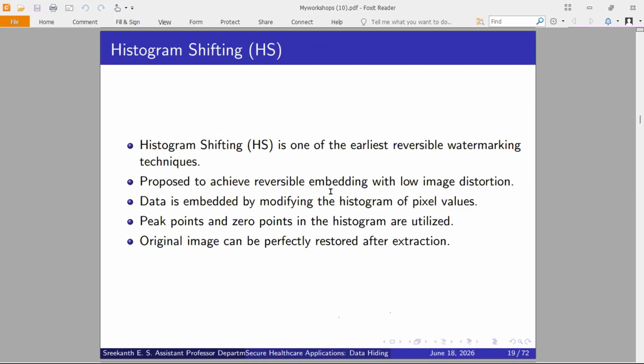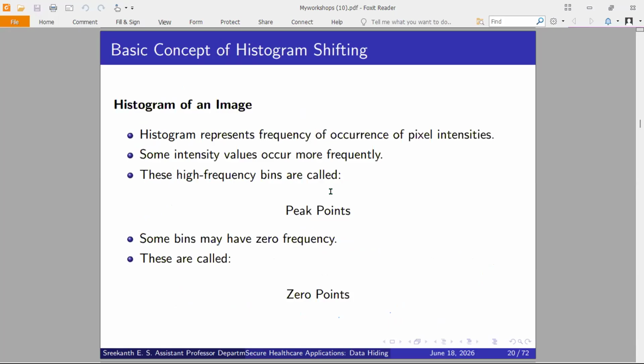Then a similar technique is histogram shifting. Histogram shifting is also a very good method for reversible embedding. So for doing histogram shifting, what you have to identify is the peak points and zero points in the histogram. I will tell you what peak points and zero points are. Look, the peak point, that is, the highest frequency bin, is called a peak point.